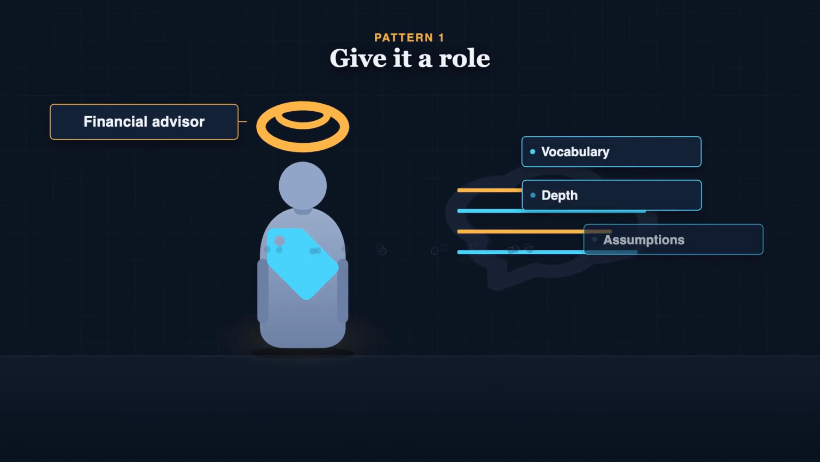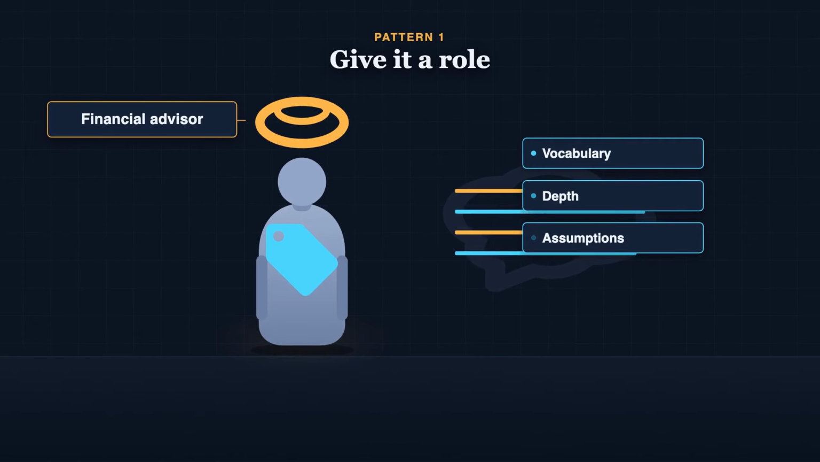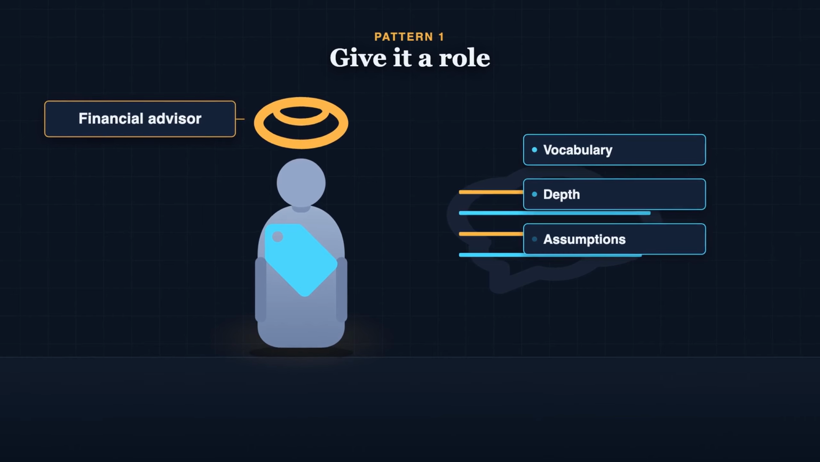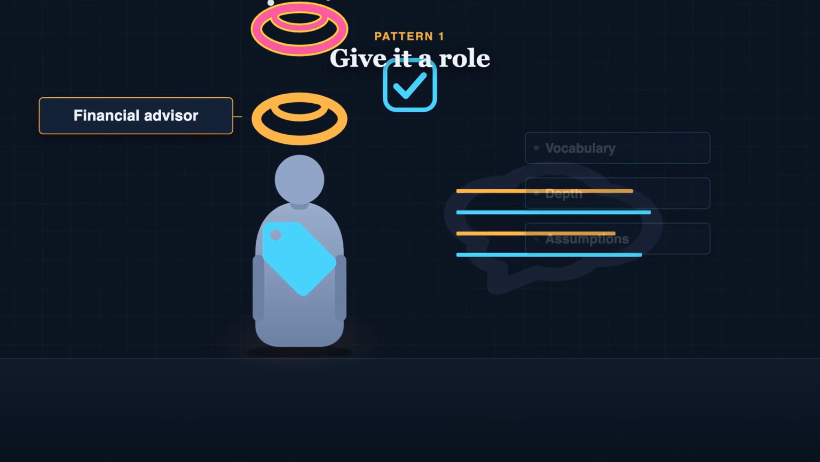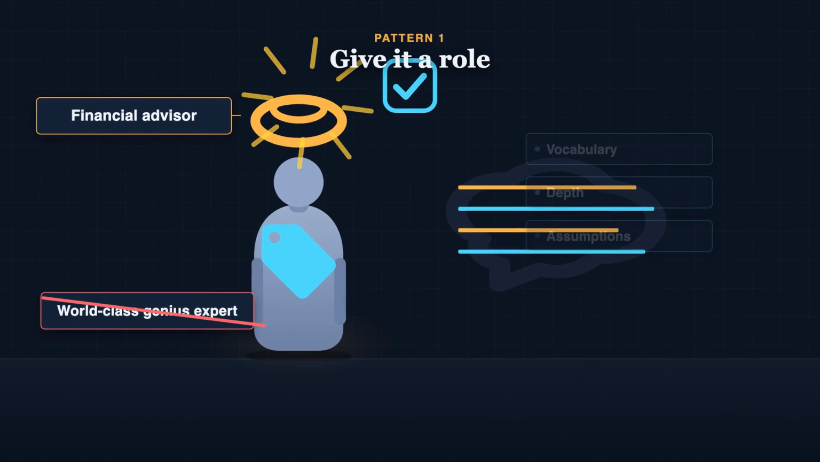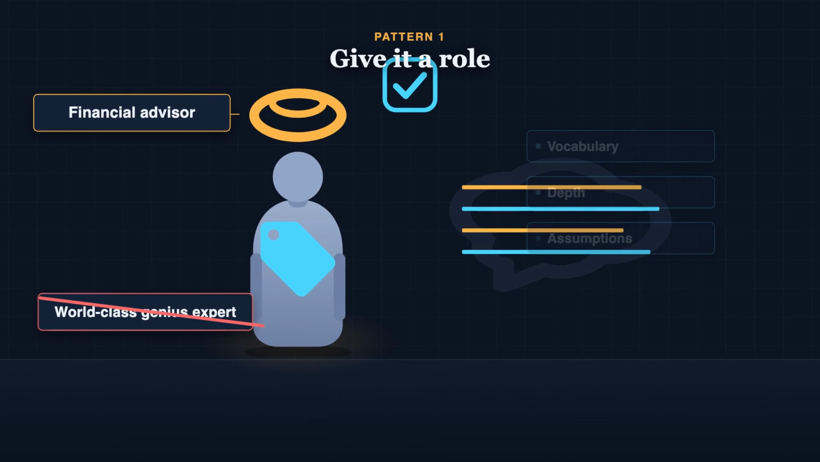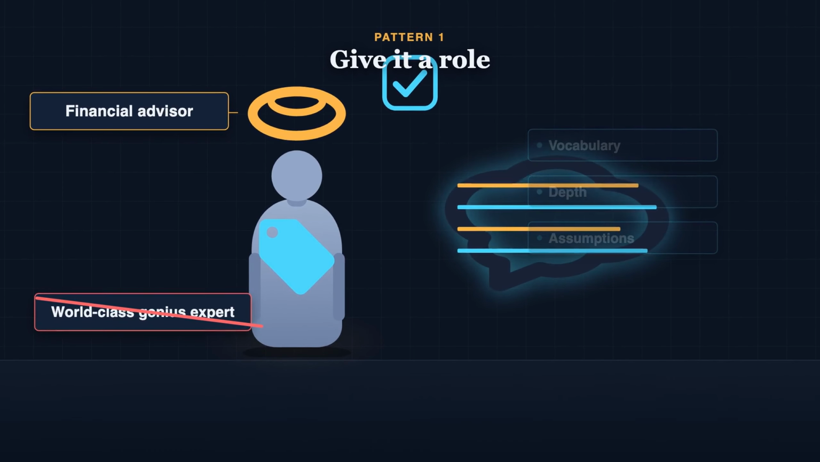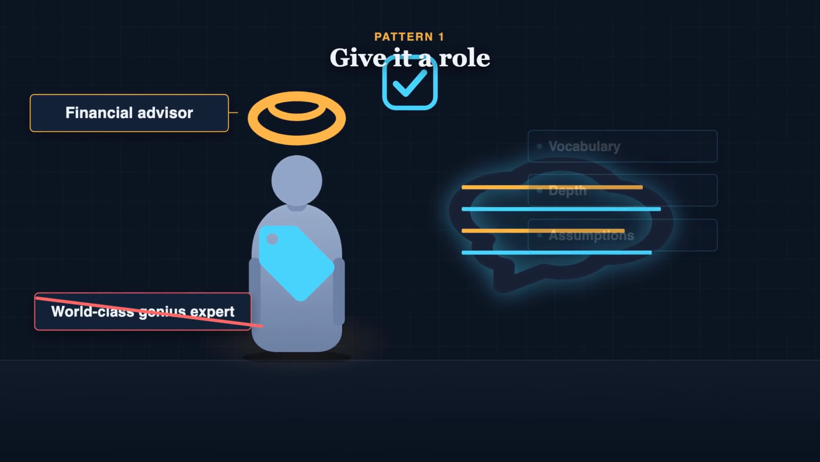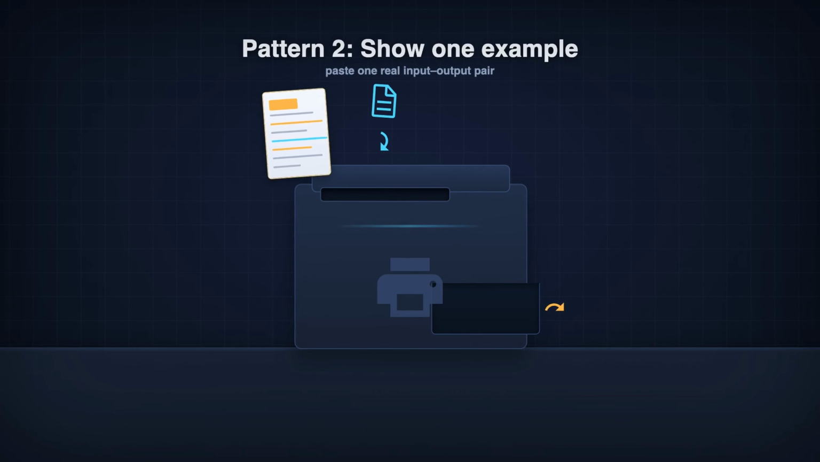One guardrail. Pick a role that matches the actual expertise you need, not a flattering title. World-class genius expert adds nothing. Tax accountant or pediatric nurse adds everything because it points at real knowledge. Get the role right and the whole answer bends toward you. That is the cheapest fix on this list. Now what if the format still comes out wrong? That covers who. Now the shape.